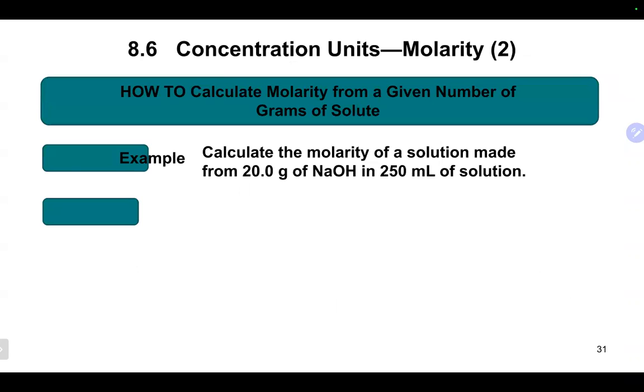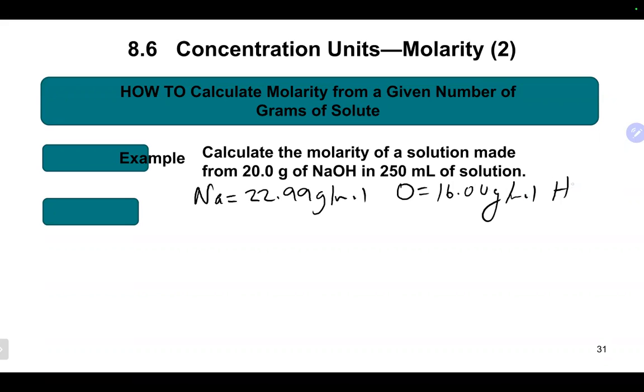Calculate the molarity of a solution that is made by taking 20 grams of sodium hydroxide and putting it in enough water to make 250 milliliters of solution. Some numbers that might be helpful for you from the periodic table: sodium is 22.99, oxygen is 16, and hydrogen is 1.008. Okay, let's take a look.